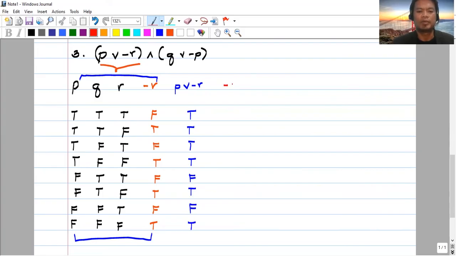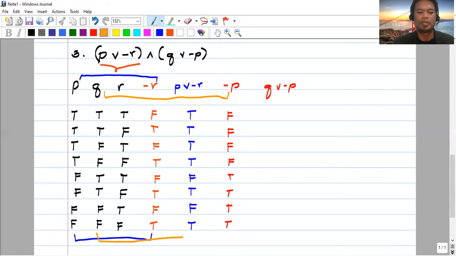Okay, so we have our not P here. The negation of P would be false, false, false, false, true, true, true, and true. Now we are ready to find the truth value of Q or not P. Next we combine Q and not P.